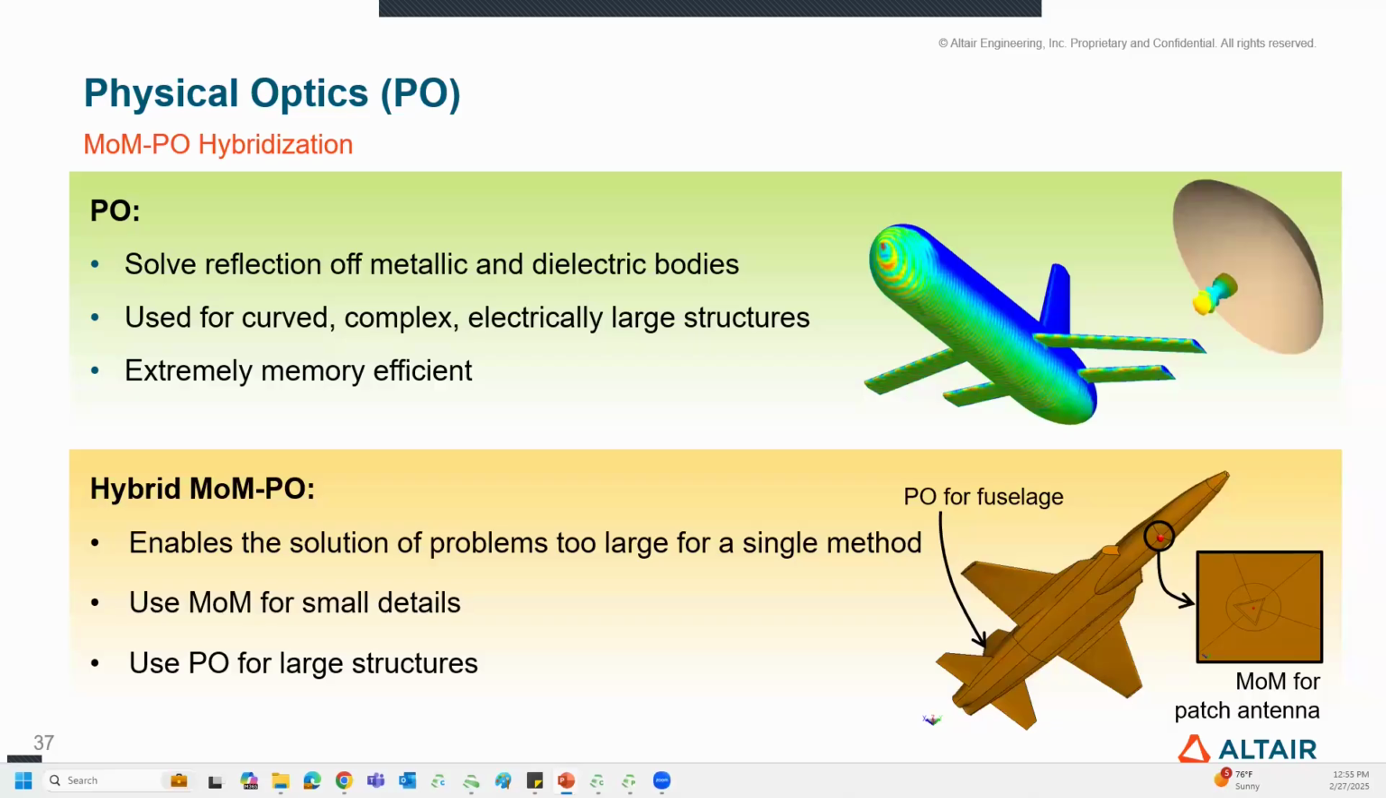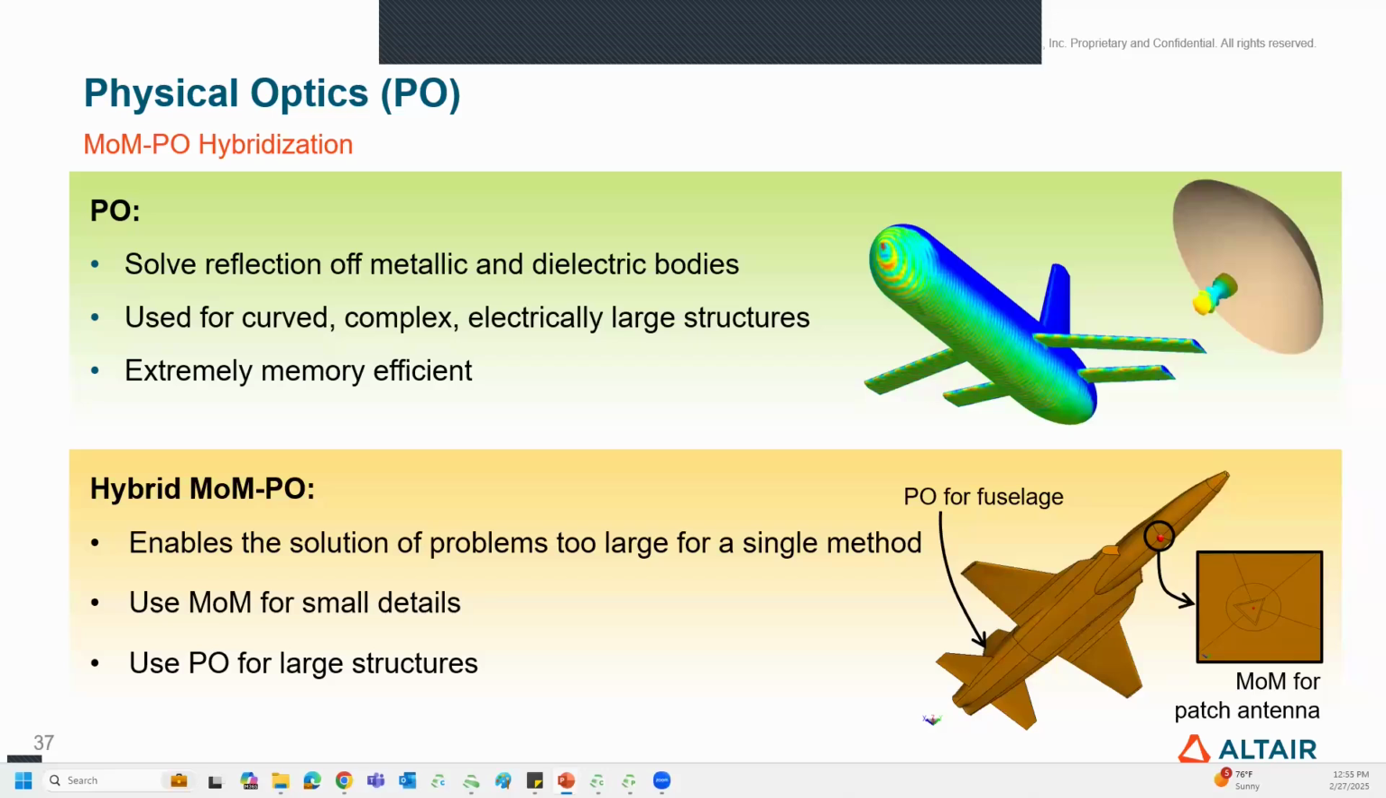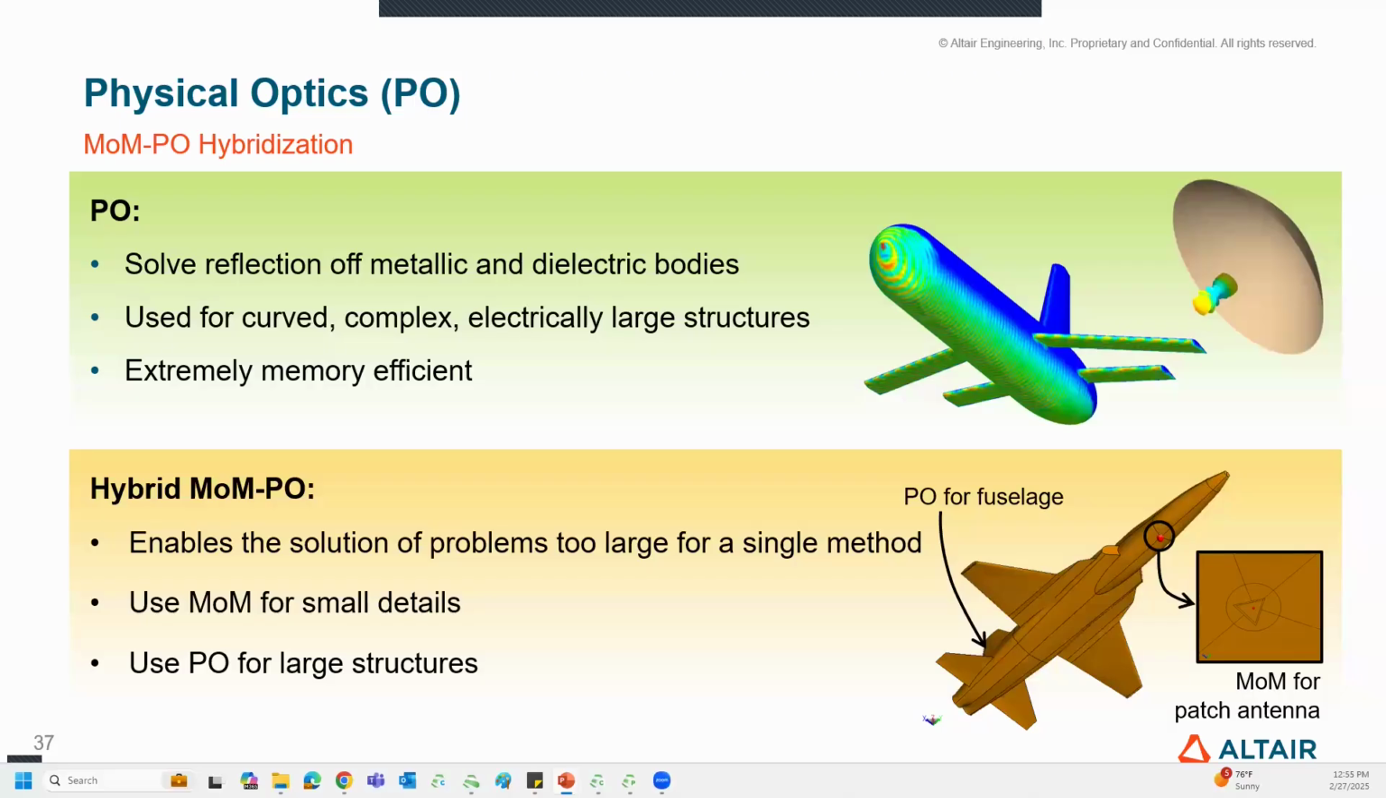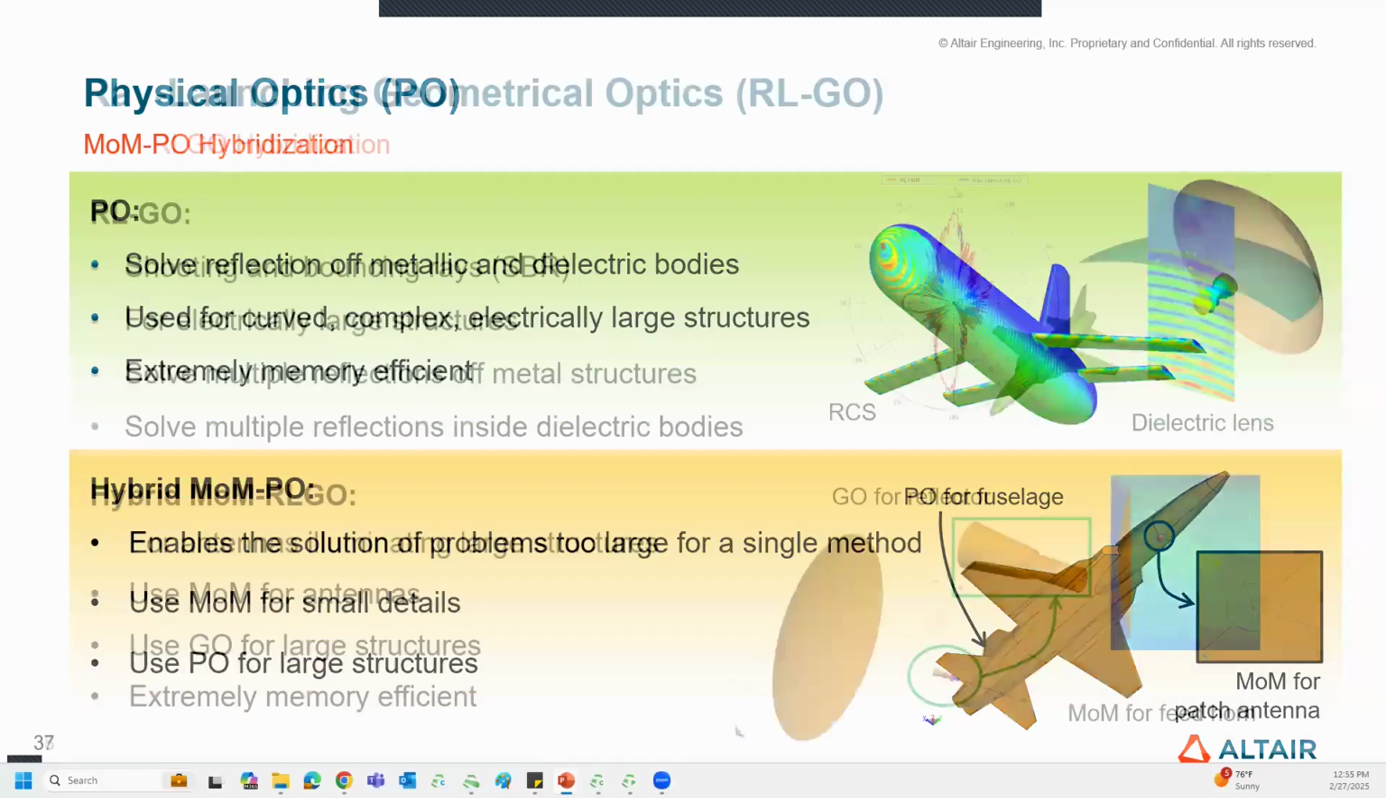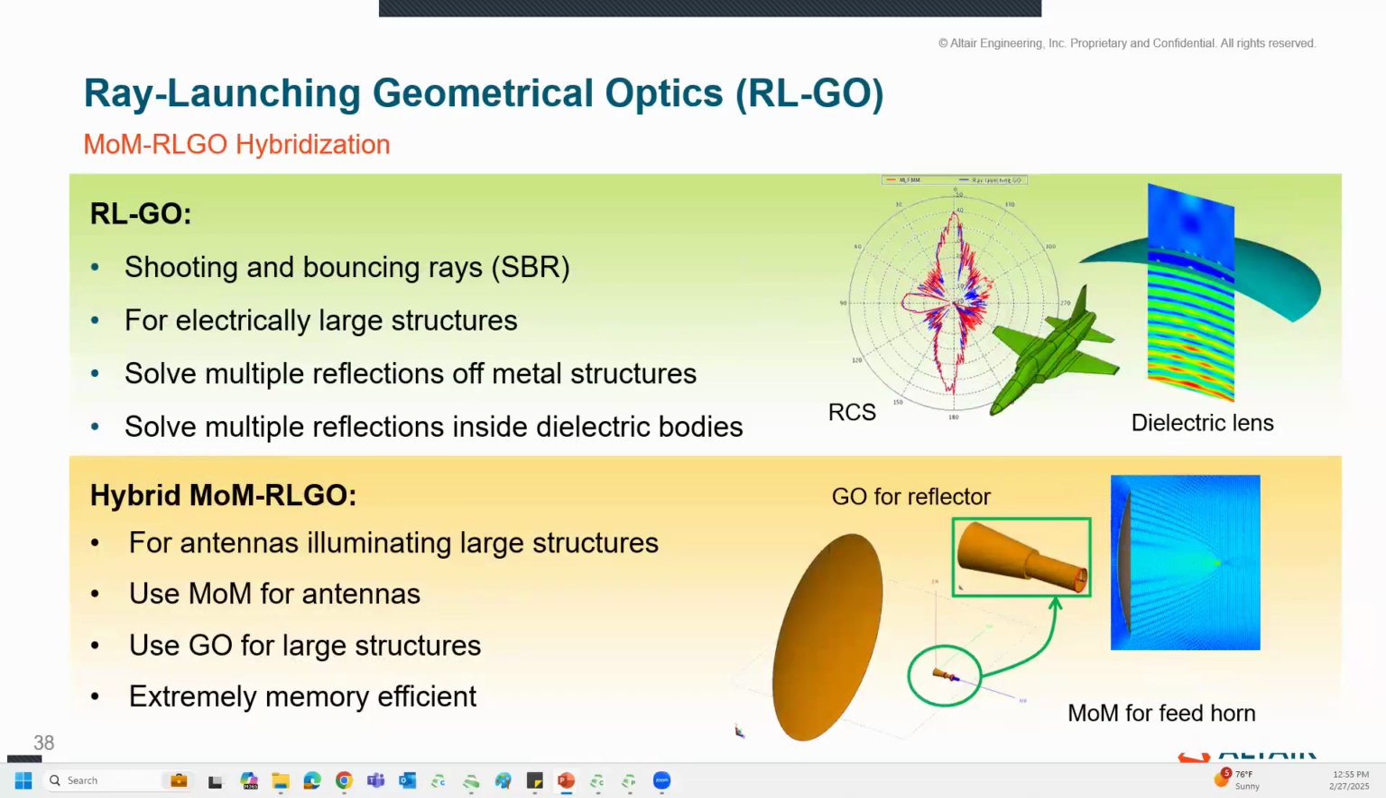But in FEKO, it's by default hybridized with method of moments. So when you're doing antenna placement, the antenna part, which is the radiating structure, will be treated with method of moments, but the larger platform would be treated with the physical optics. All the asymptotic solvers, physical optics, RLGO, or UTD, are applied on the geometry. So you select all the surfaces of the platform and specify to use one of those asymptotic methods.